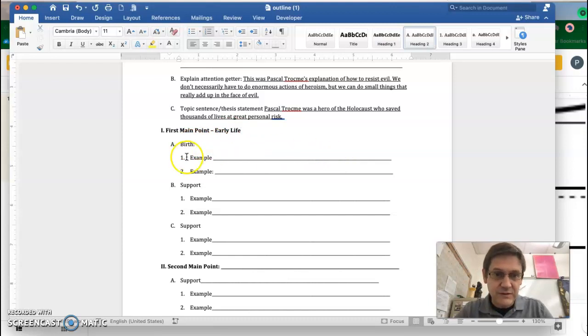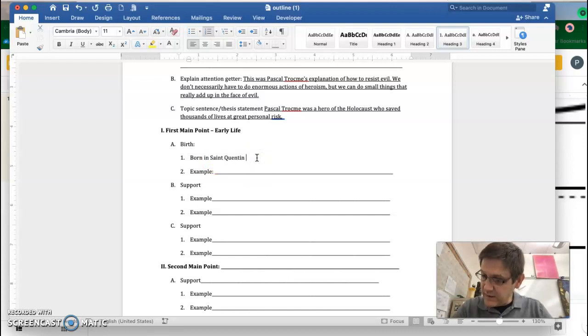And my first support here, example, you can delete that word example, but that really just means my first main subpoint here. Born in, I'm going to get rid of this line, Saint-Quentin in Tourmont, France. Okay, that's really all I have about his birth. And you might have more, but I don't.